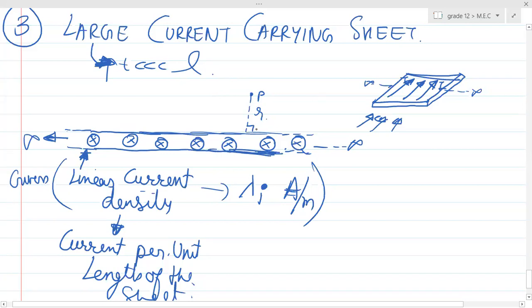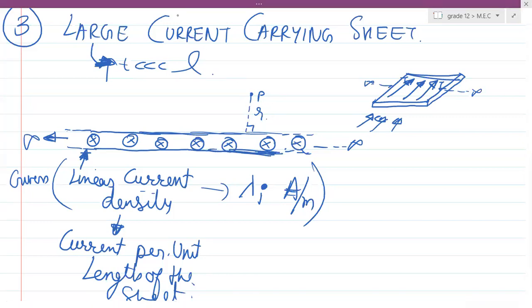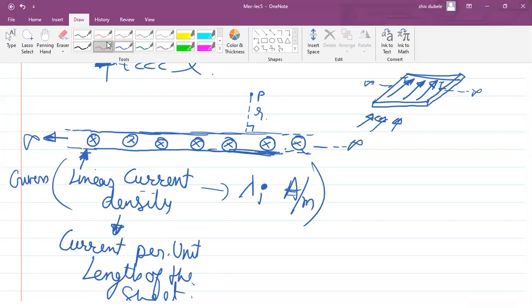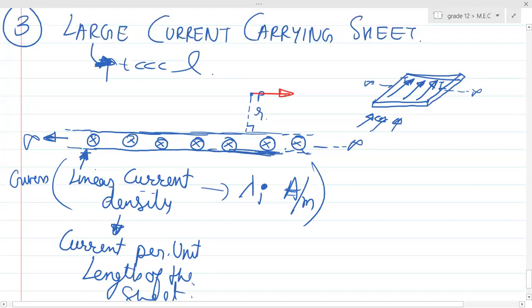Now, when you apply the right hand thumb rule, just treat it as a current carrying wire. If the current carrying wire is carrying a current inside, can you tell me what will be the direction of magnetic field at point P due to that wire? Will it be towards left or towards right? It will be towards right. Everyone can apply the right hand thumb rule, right?